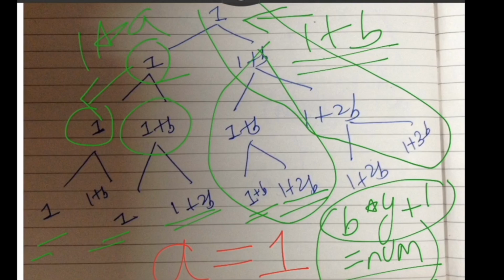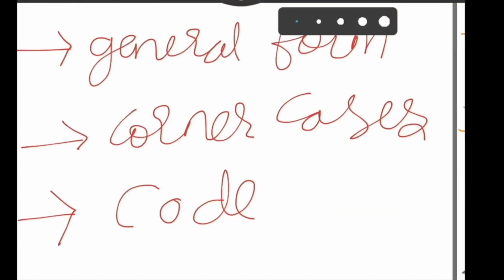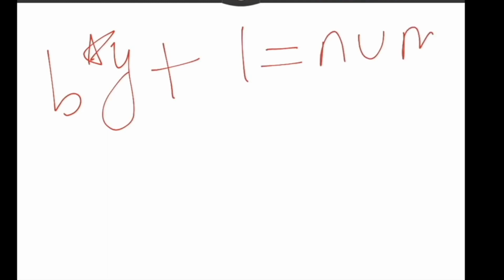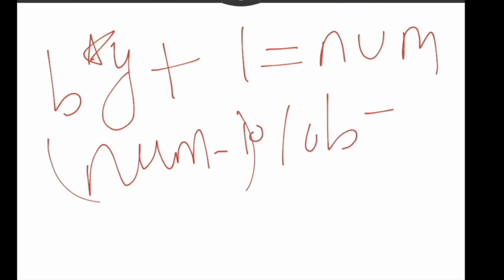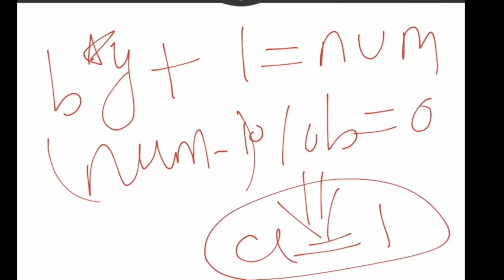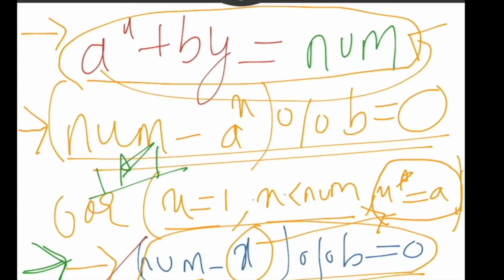So again, how can we check that? Basically, let me just show you. If my number is of the format b into y plus 1, then I can just check if my num minus 1 modulo b is 0. In case of a equal to 1, you have to check this condition. Else, what you have to do is what we discussed: run a loop and then verify this condition, that num minus a to the power x modulo b is 0 or not.